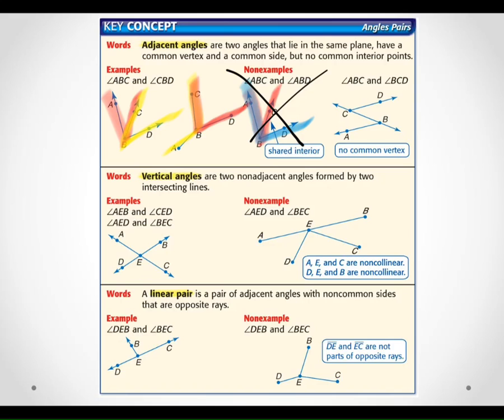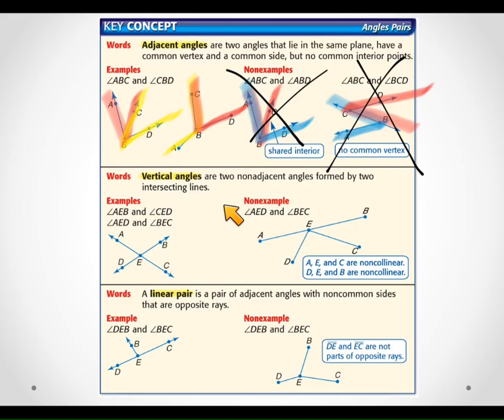Same thing with this one here. ABC, this angle right here, is not adjacent to BCD, because they don't share a vertex. They do share part of a side, okay, but they don't share a vertex, so they're not adjacent. That one is not adjacent. Adjacent, next to, okay, angles share a vertex, share a side.